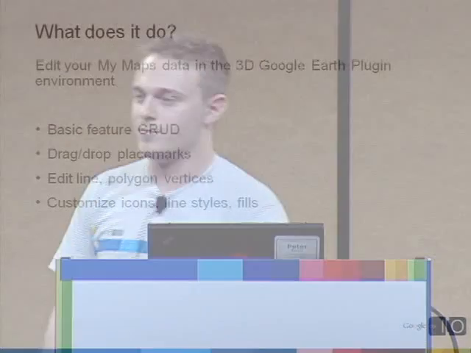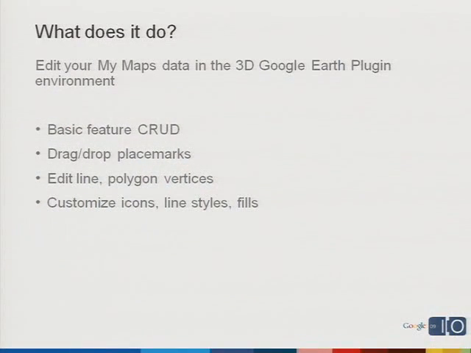All right, so that was My Earth. What does it do? So you just saw it allows you to edit your My Maps data in a 3D environment. This is great for when there's mountainous areas and Maps maybe doesn't quite cut it, but Earth is a better experience for users to work in. It allows you to work in 3D, basic creation, reading, updating, and deletion of features, drag and drop placemarks, edit polygon vertices, and screw them around with colors, fill colors, styles, etc.